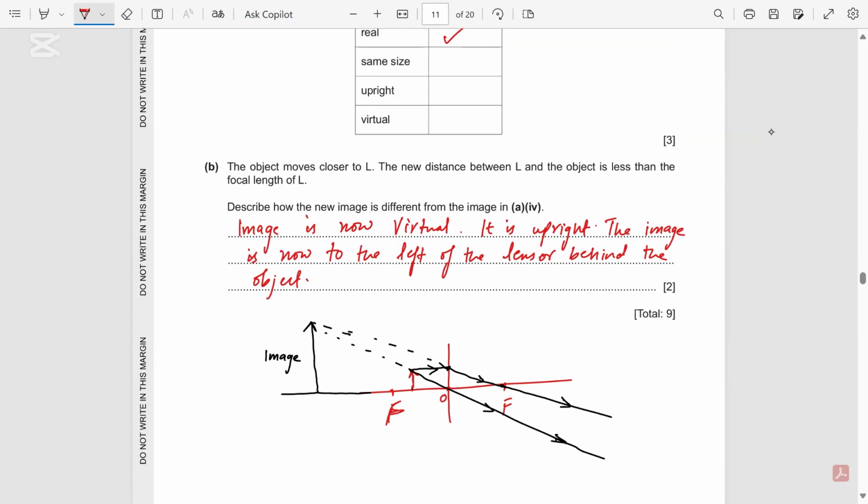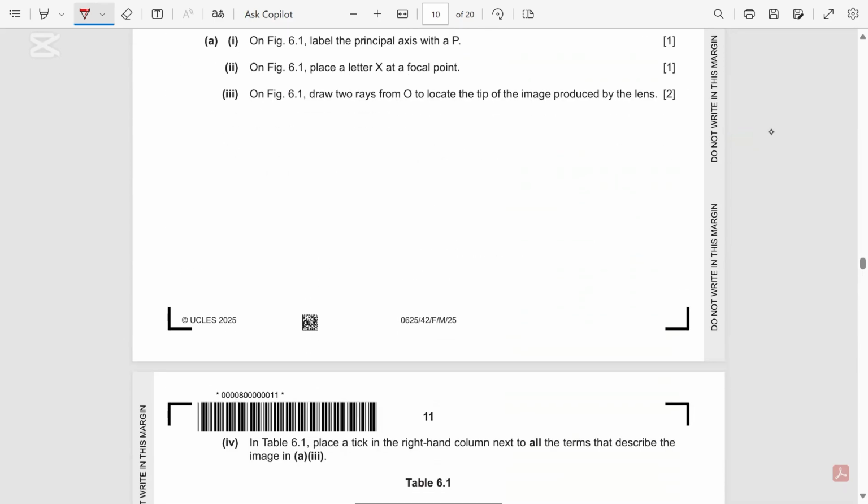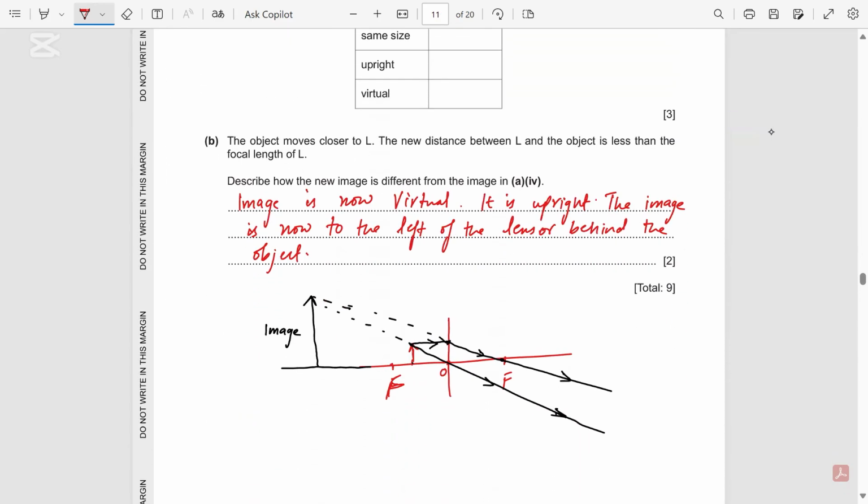So the examiner is very fond of giving questions on the magnifying glass, and you should know this, that the object is placed before the focal length.